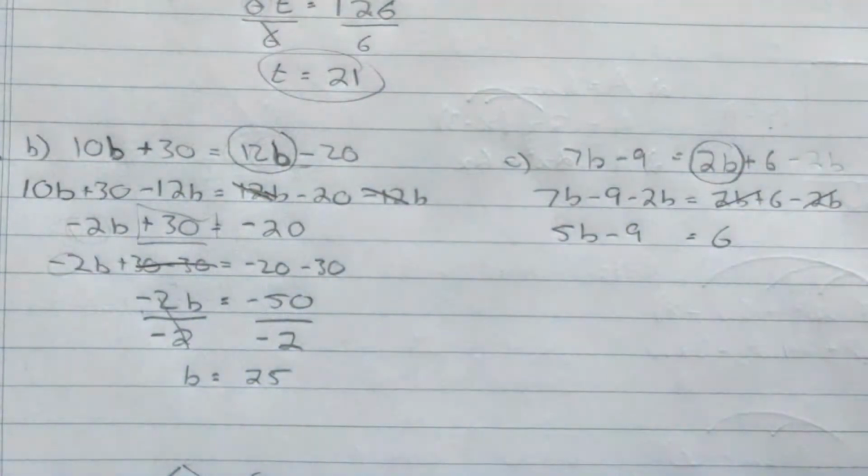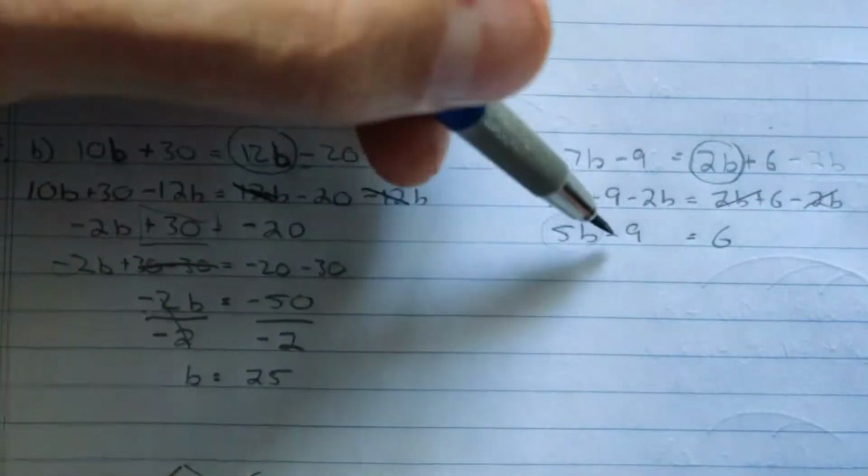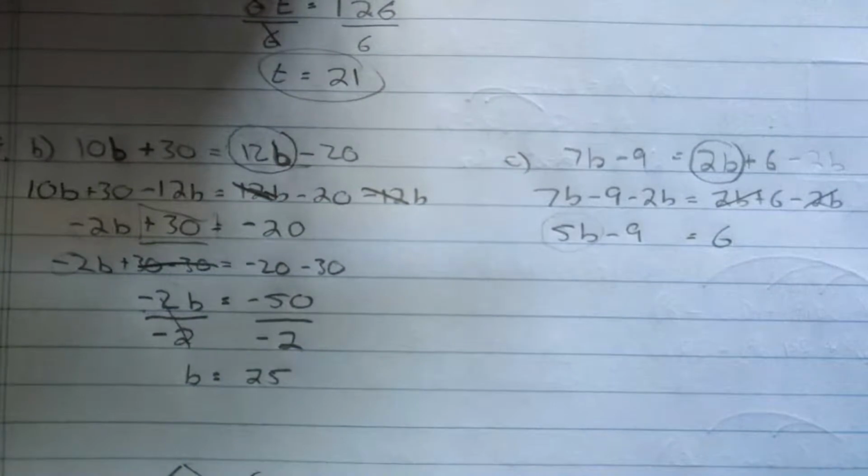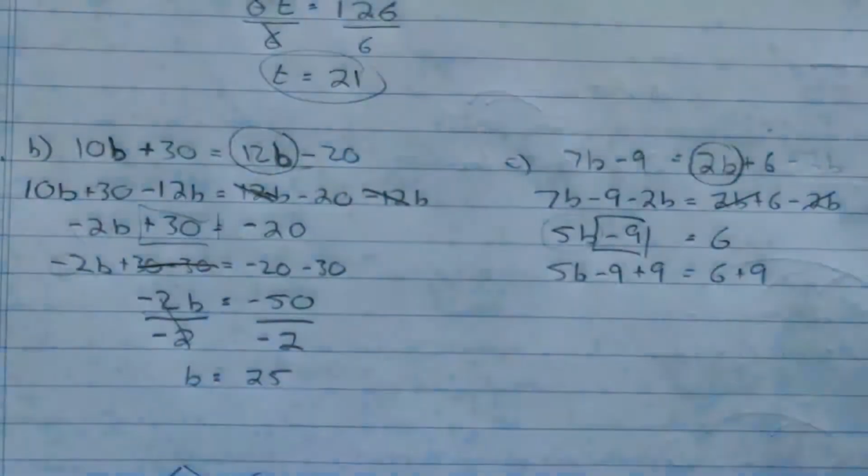And then again, BEDMAS would say multiply b by 5, subtract the 9. So that means we're doing the opposite order. And we're going to get rid of the 9 first. So let's get rid of this 9. 5b minus 9. We would add 9 to get rid of the negative 9. So we add 9 to both sides to keep it equal.